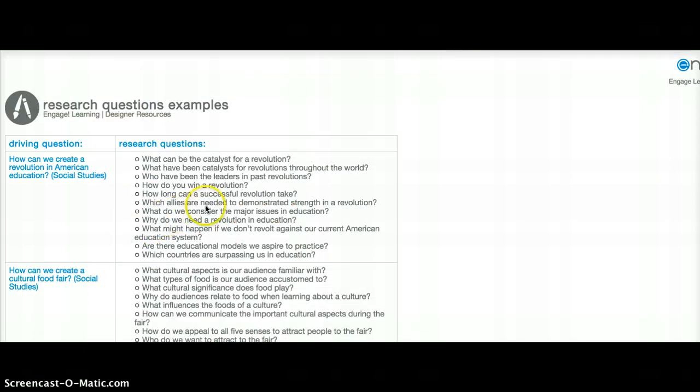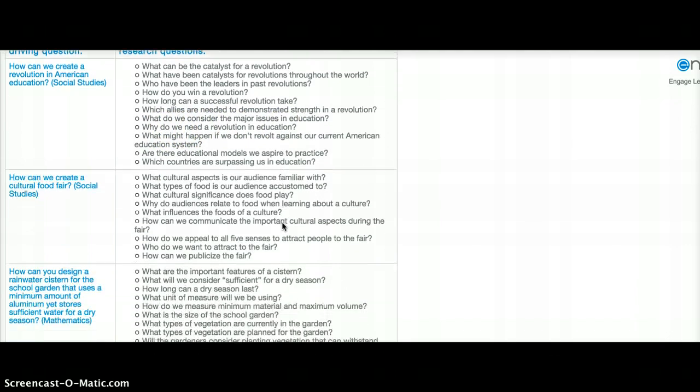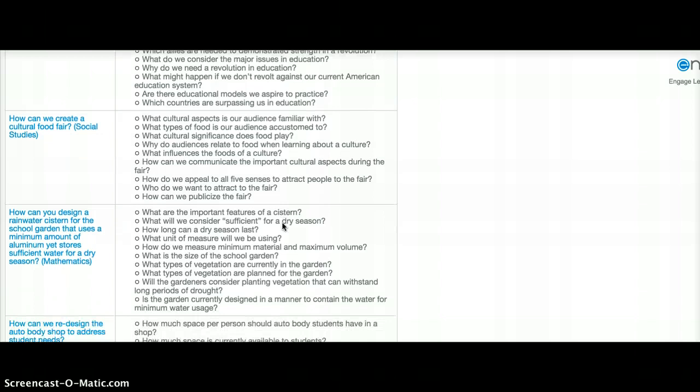Okay, here are some research question examples. Okay, so here's what the driving question would be, but the research questions are things like, what can be the catalyst for a revolution? What have been catalysts for revolutions? Why do we need a revolution in education? Okay, there is an entire list of different ways we can word these questions.